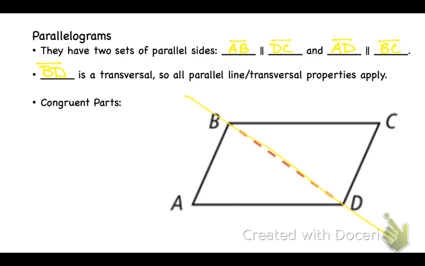So do I have all the properties that come with that? Yes, I have alternate interior angles are congruent. Yes. I have same side interior. I have all that fun stuff. Okay. Now, oh, and congruent parts. Parts are congruent. If BD is a transversal, then also what? AC. So this is also a transversal, yes?